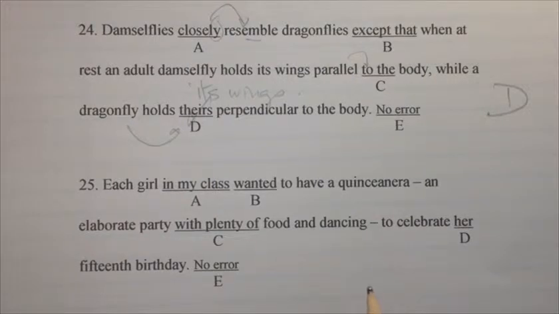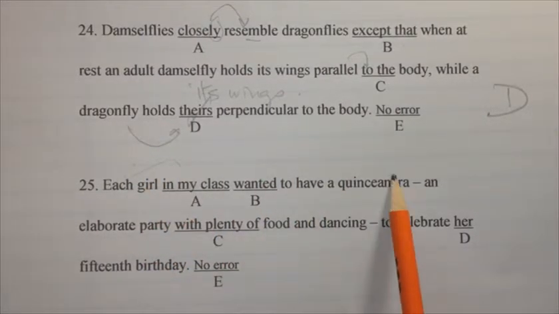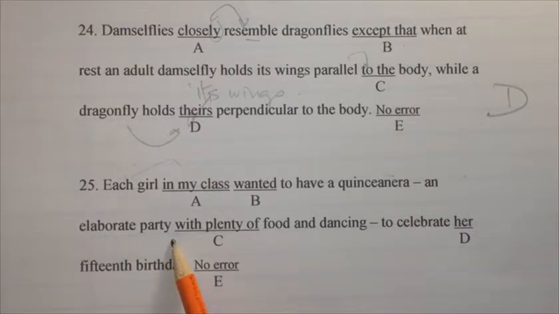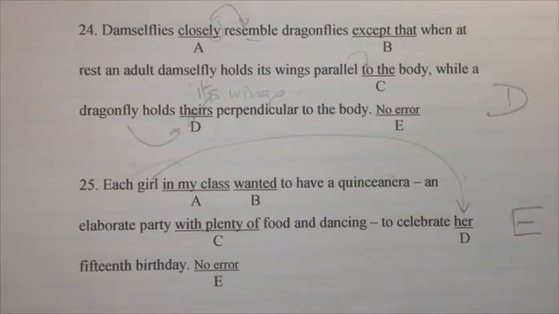25. Each girl in my class wanted to have a quinceañera, an elaborate party with plenty of food and dancing to celebrate her 15th birthday. Sounds beautiful, and it's all correct. Each girl, singular, wanted to have a quinceañera, an elaborate party to celebrate her, each girl, her, that's correct. E.